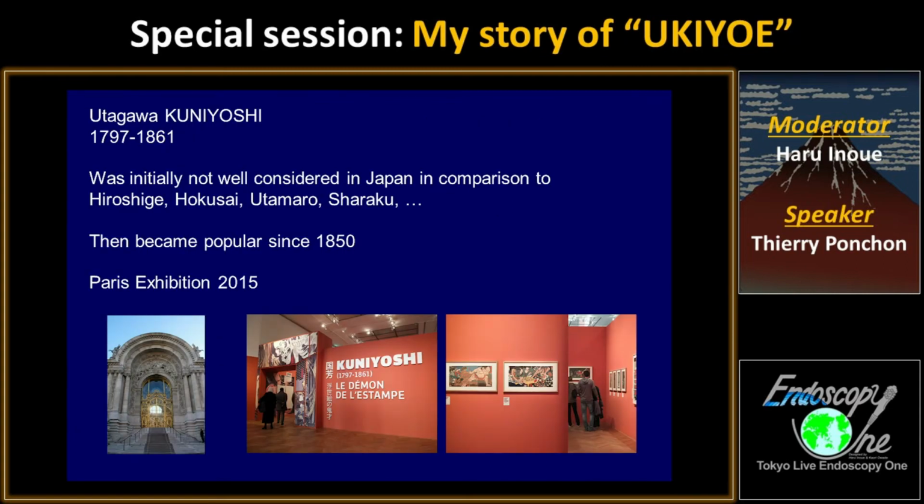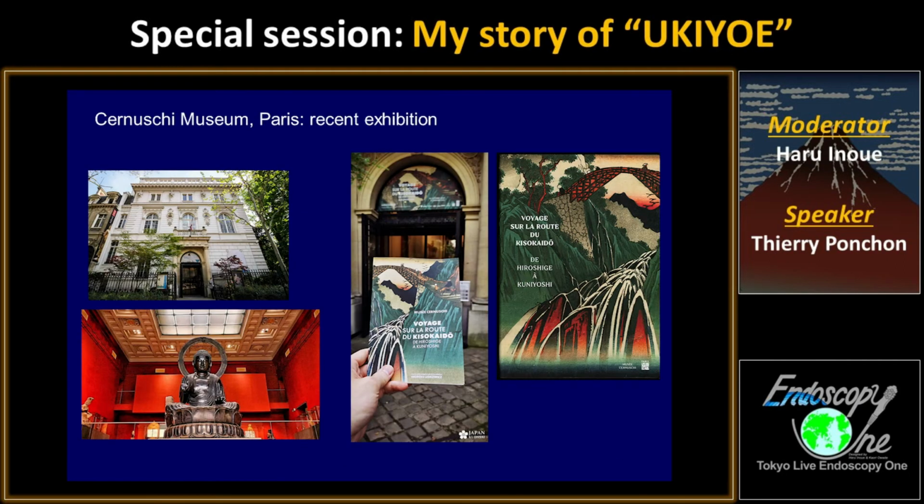And why was I interested in Kuniyoshi? Kuniyoshi is very, very popular. It was initially not well considered in Japan in comparison to Hiroshige, Hokusai, Utamaro, Sharaku. Then it became popular since 1850 in Japan, and there was a fantastic exhibition in Paris, and they say Kuniyoshi is the devil of ukiyo-e. And why? I will explain why.